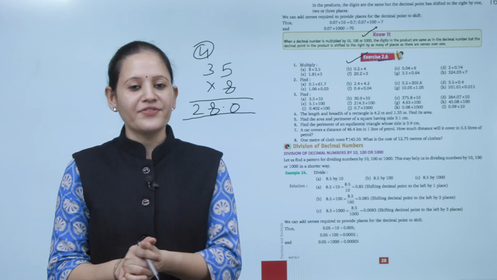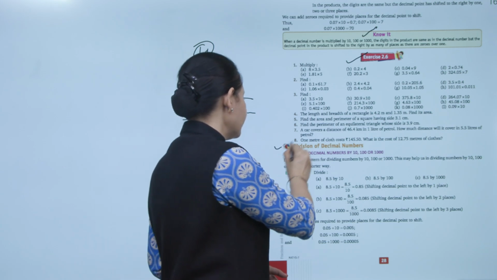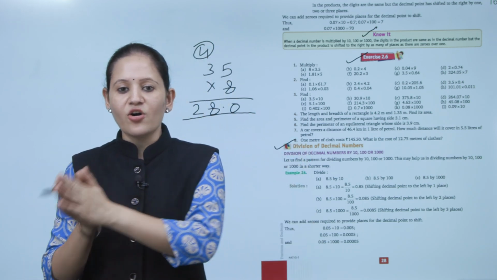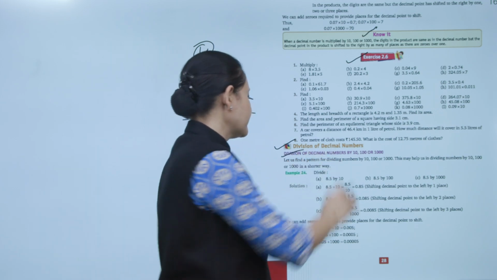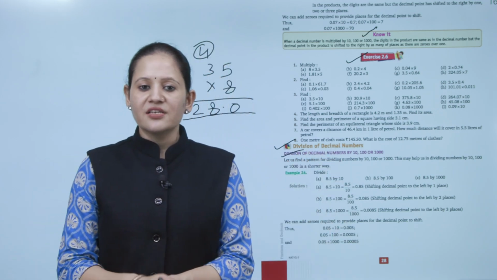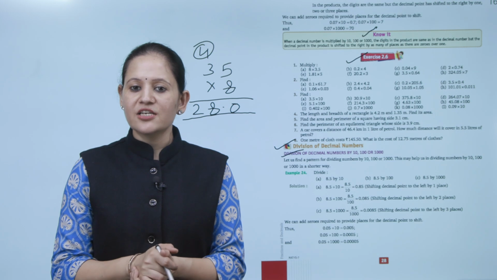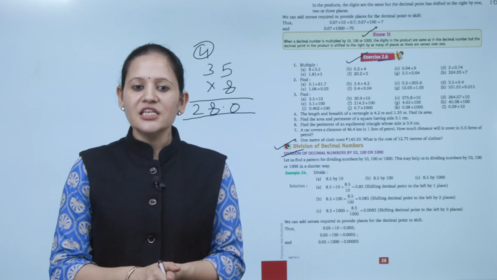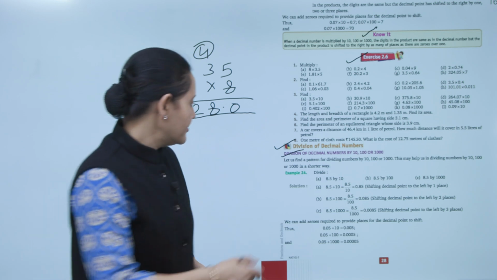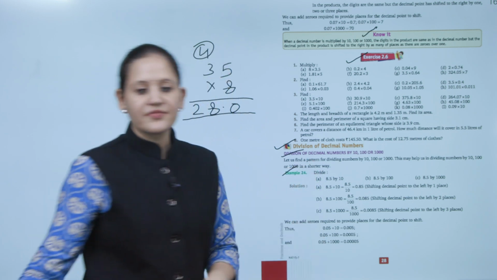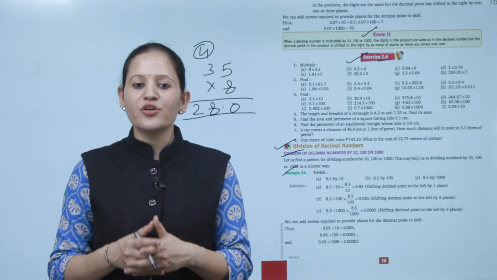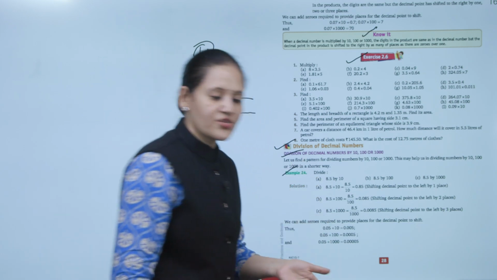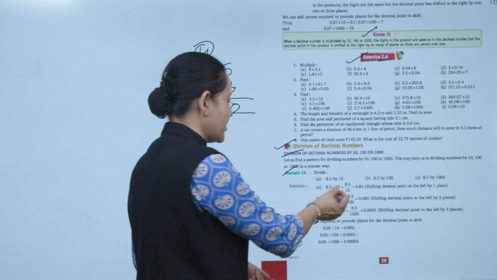Next is division of decimal numbers. First is division of a decimal number by 10, 100 or 1000. Let us find a pattern for dividing by 10, 100, 1000. It may help us in dividing the number by 10, 100, 1000 in a shorter way. We'll take an example. First is divide 8.5 by 10. 8.5 को 10 से divide करना है. So there is 1 zero in the denominator.